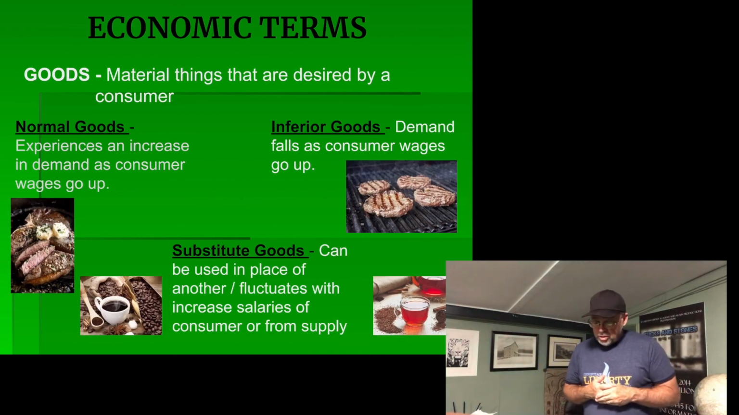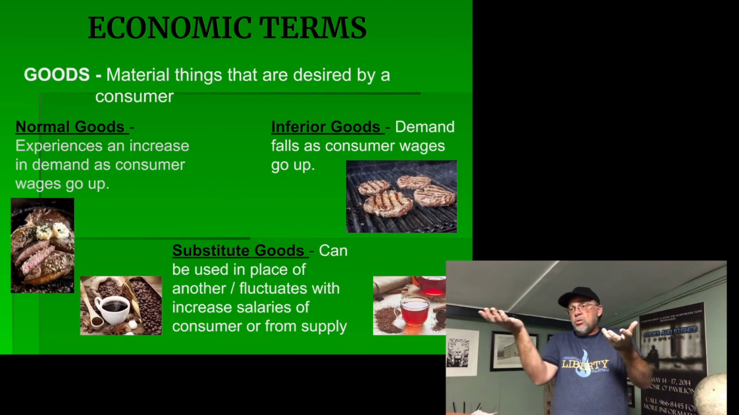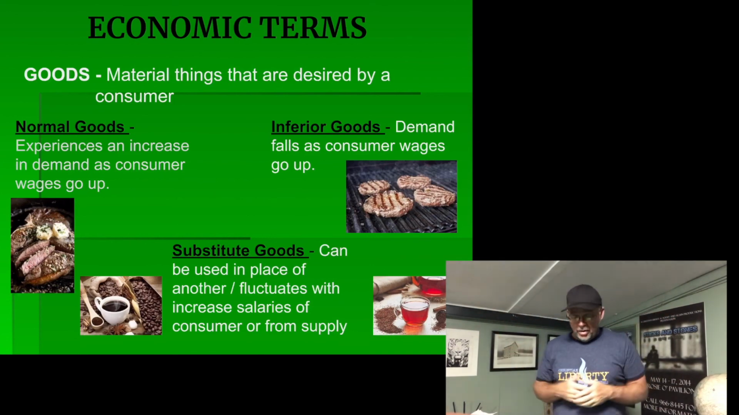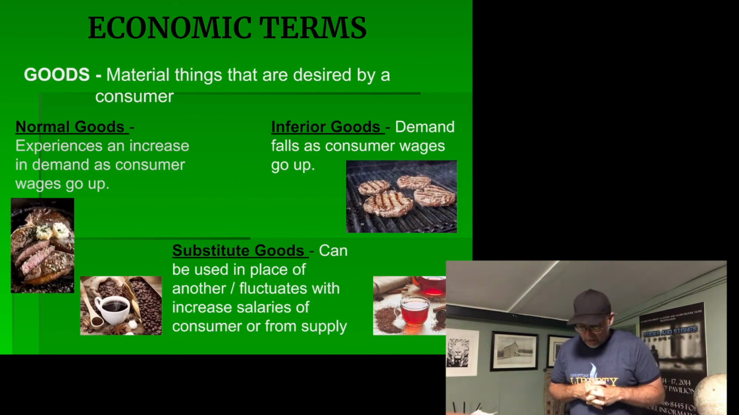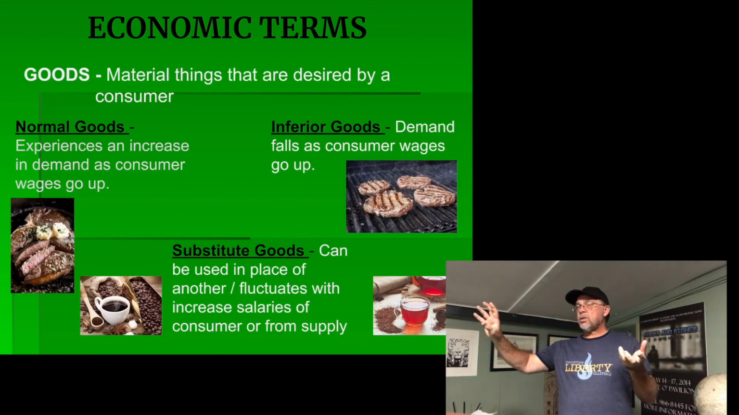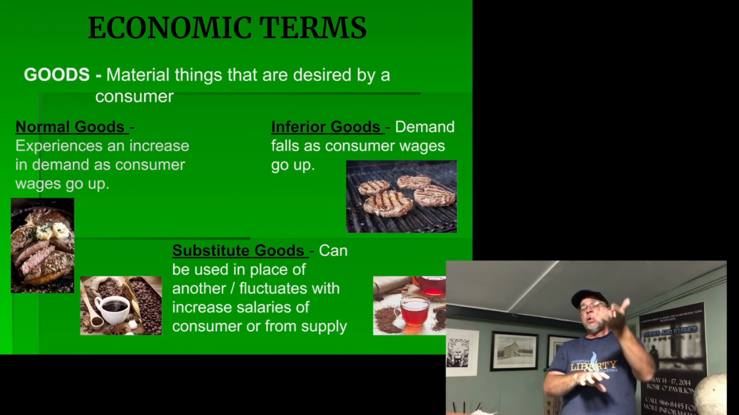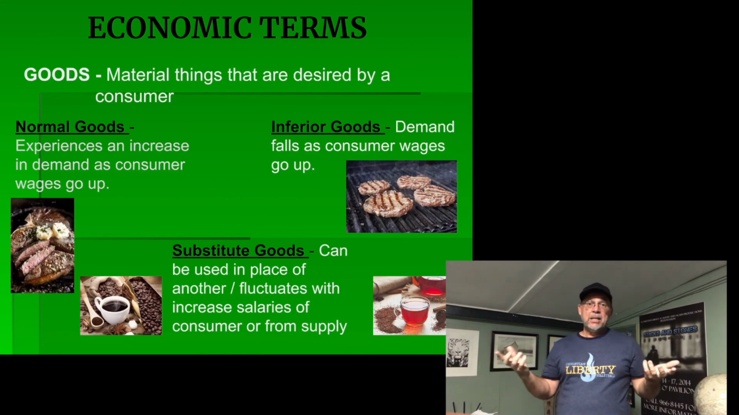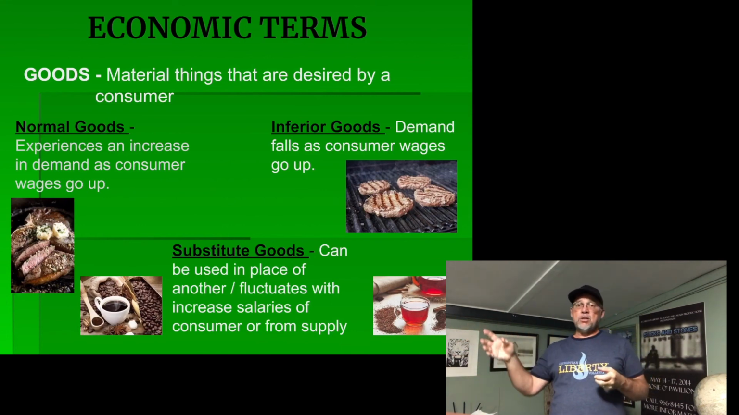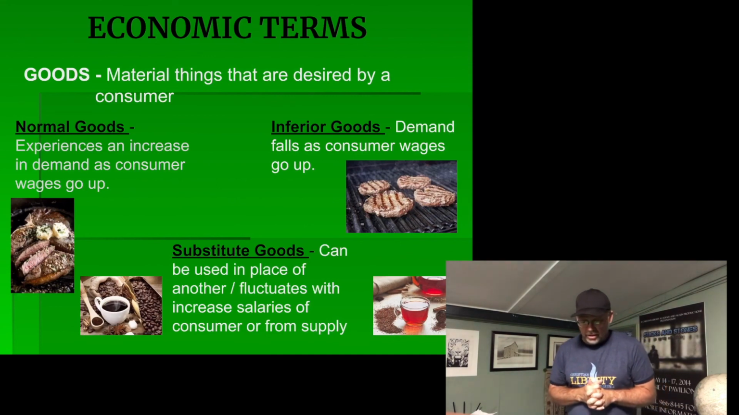So one can be used in place of another. Like for instance, you want some juice in the morning, you can drink orange juice. And if you don't have orange juice, you drink apple juice. They can be substituted for each other. And it fluctuates with increase of salaries or consumers, or from supply. So if coffee supply goes down, then the price goes up, and we would switch over and start drinking tea. It's just a substitute good. It's not saying tea is better or coffee is better. That's very subjective, not intrinsic. It's subjective. And so therefore, that's what it basically turns into.